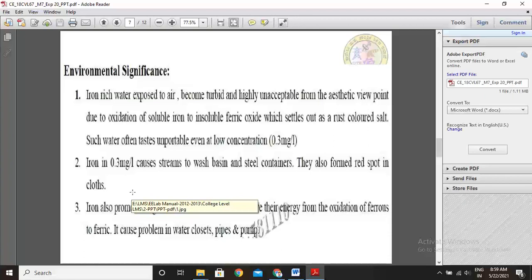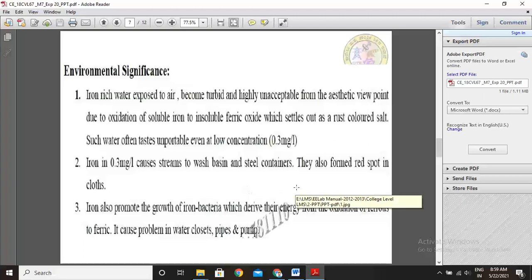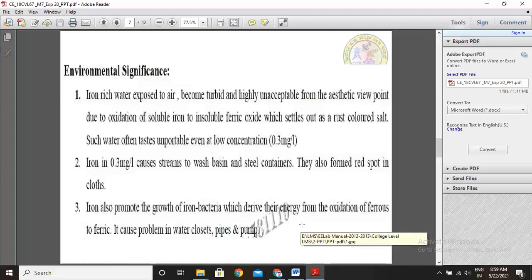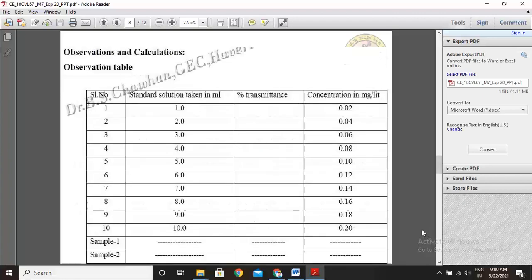Iron at 0.3 milligram per liter causes stains on wash basins and steel containers. They also form red spots on clothes. Iron also promotes the growth of iron bacteria, which derive their energy from the oxidation of ferrous to ferric. It causes problems in water closets, pipes and pumps. So these are the environmental significances of the iron content experiment.